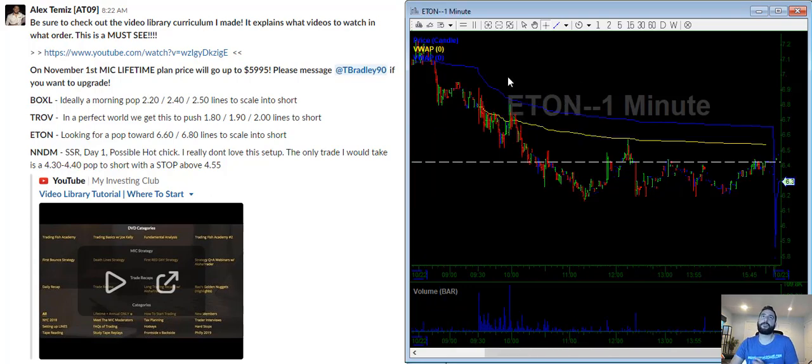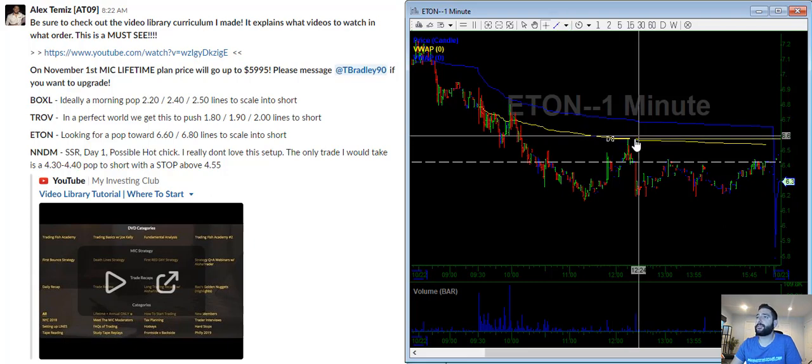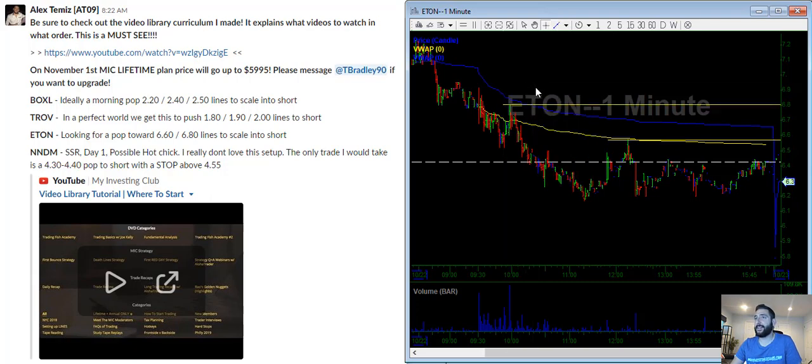ETON was a stock that wasn't really a bread and butter play for me, but because it's low-hanging fruit, I'm going to watch it. If it pops, it pops. If it doesn't pop, it doesn't pop. But the levels I'm watching are this resistance level around 6.60 and this resistance level around 6.80, with a plan to stop above 7.